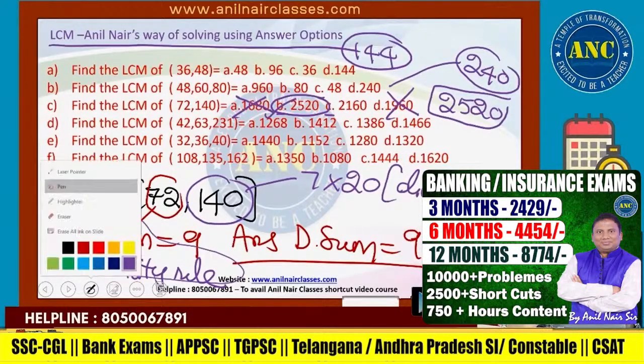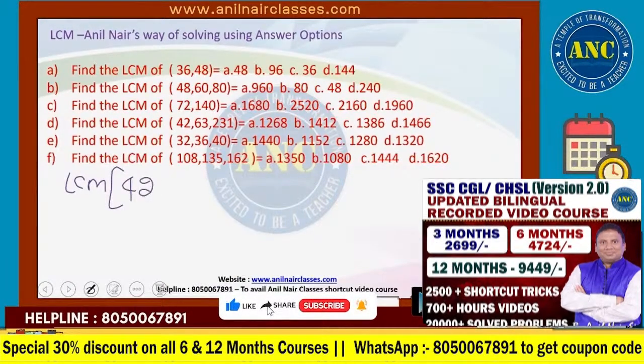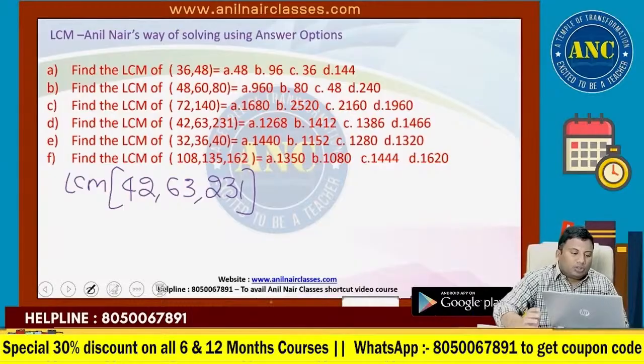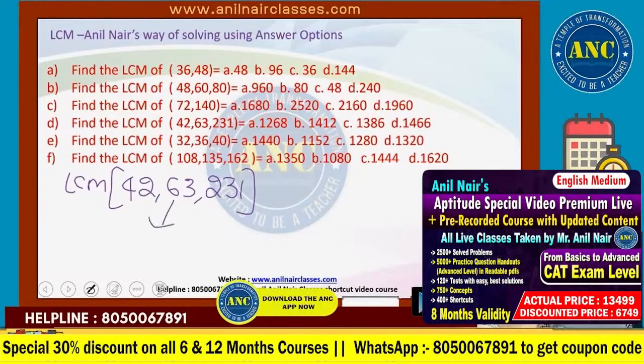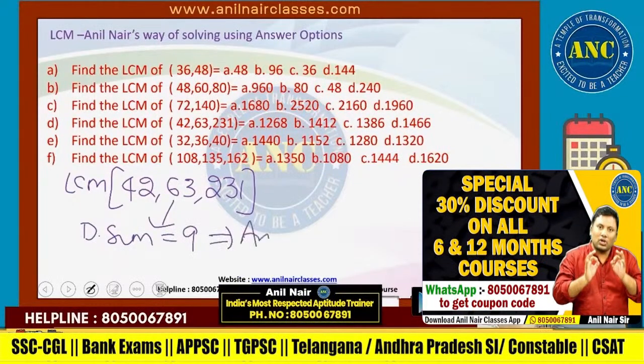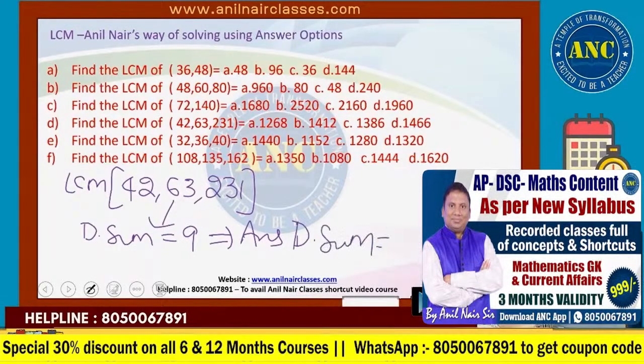Fourth question, LCM of 42, 63, 231. One number's digital sum is 9. If one number's digital sum is 9, the answer's digital sum should be 9.